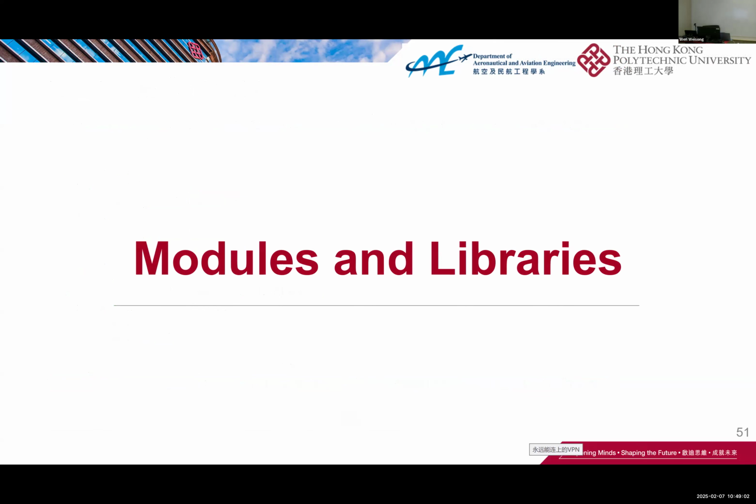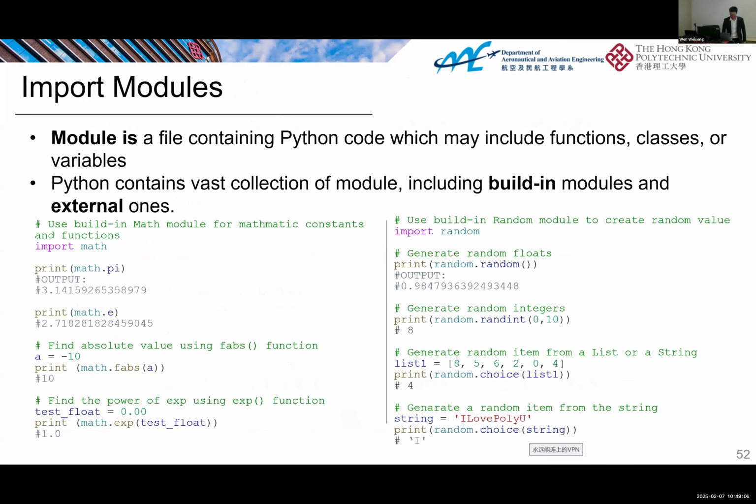These are modules and libraries, which help you finish your job efficiently. For example, a module is a file containing Python code, which may include functions, classes, or variables. This can help you accelerate your speed and the efficiency of programming.